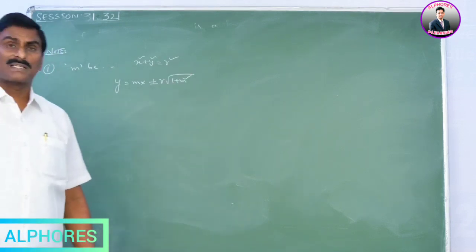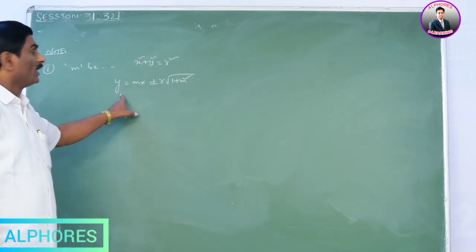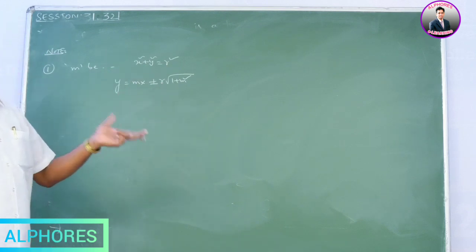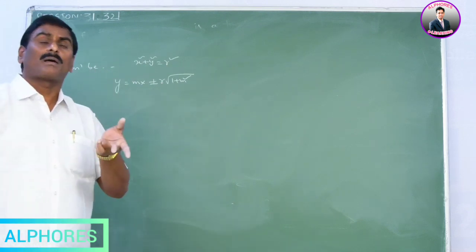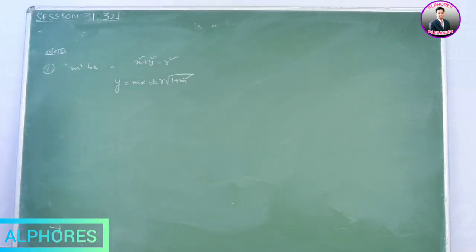Equation of the tangent to the circle is y is equal to mx plus or minus r into root over 1 plus m square. If we take the plus value, we get one of the tangents. If we take the minus value, we get another tangent. The two tangents are parallel. These are obtained at the endpoints of the diameter of the circle. Okay, next, second one.